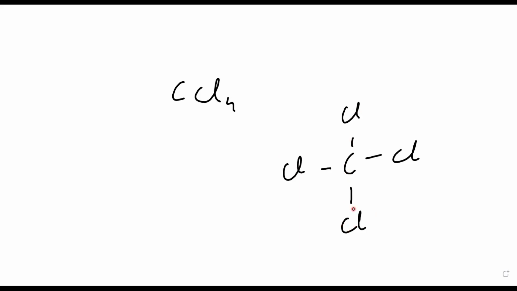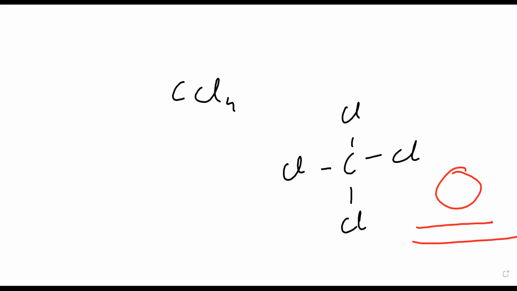Dipole moment, I told you, is two equal and opposite charges separated by a distance. So here in the vertical path, this Cl and this Cl's charges will get automatically cancelled by each other. In the horizontal path also, similarly, the net dipole moment will be 0. So hence the dipole moment of CCl4 is 0.